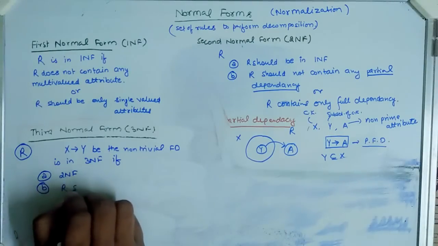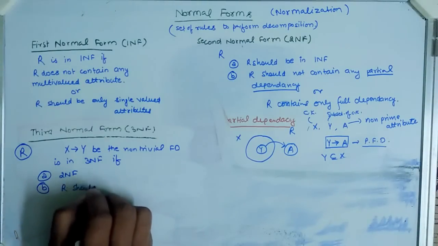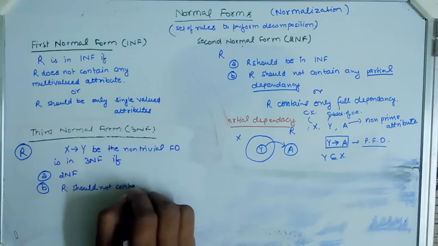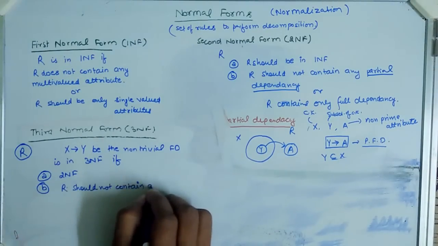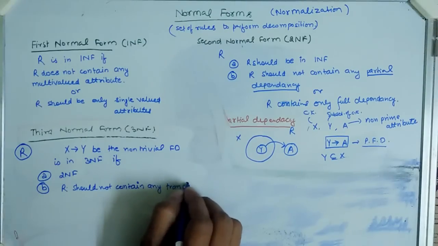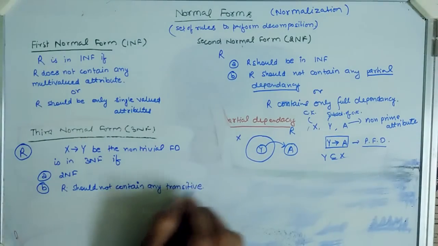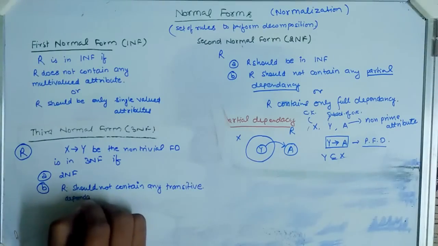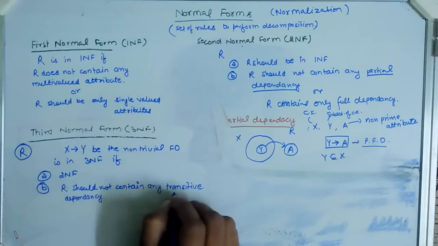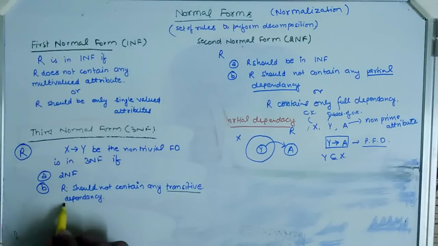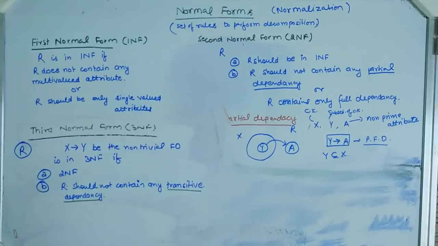B is that R should not contain any transitive dependency. Now here the new term is transitive dependency. So what is transitive dependency?